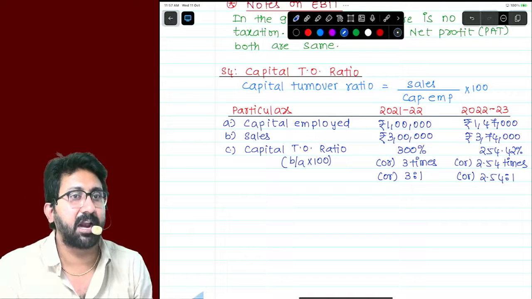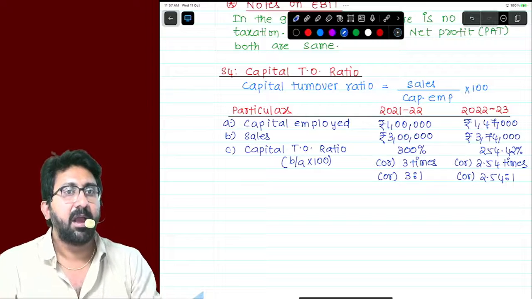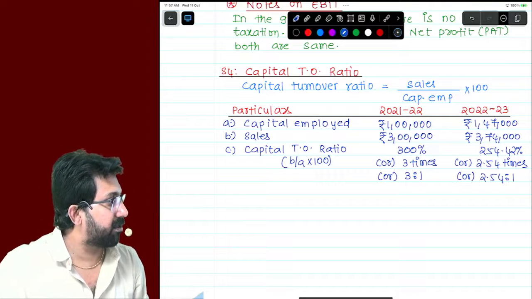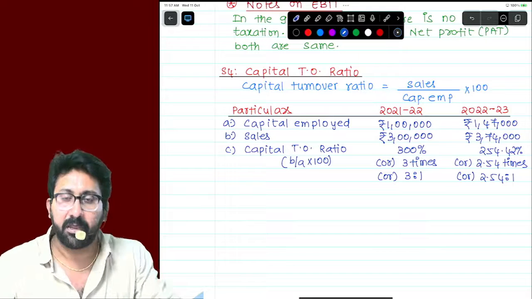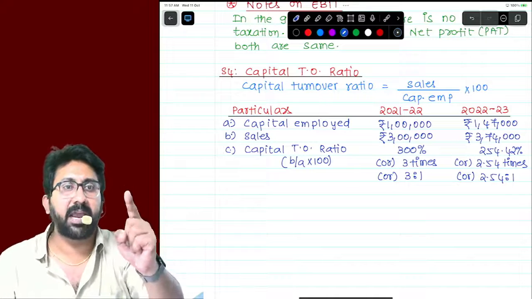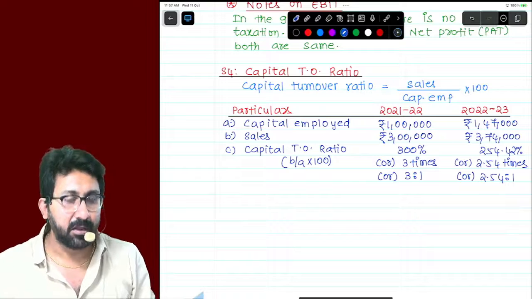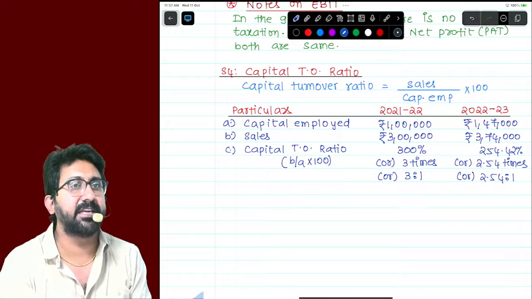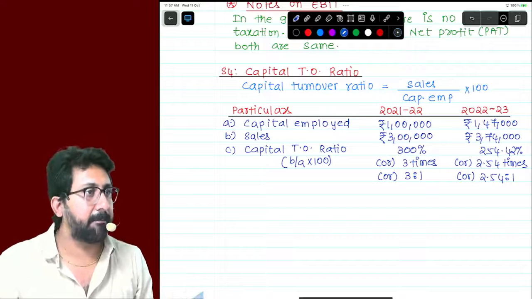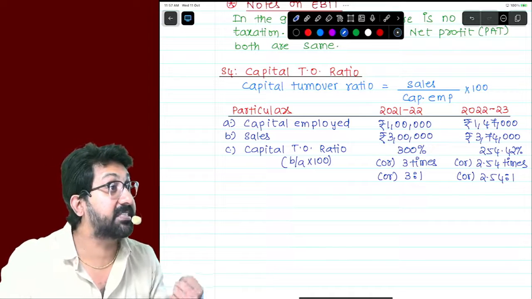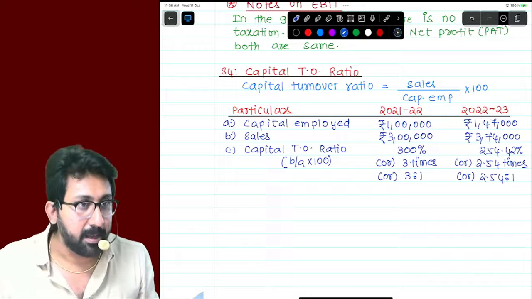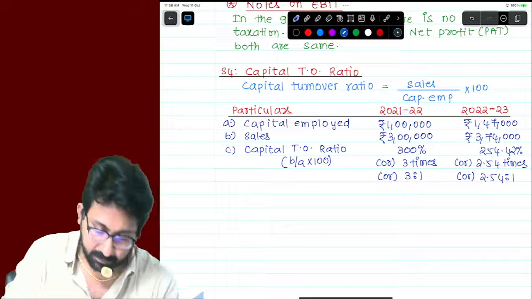2.54. That means you are underperforming or overperforming? Underperforming. Previous year, for 1 rupee of capital, how much sale did you generate? 3 rupees. Now how much? 2.54. Has your performance increased or reduced? Reduced. The company did not make the best use of capital.